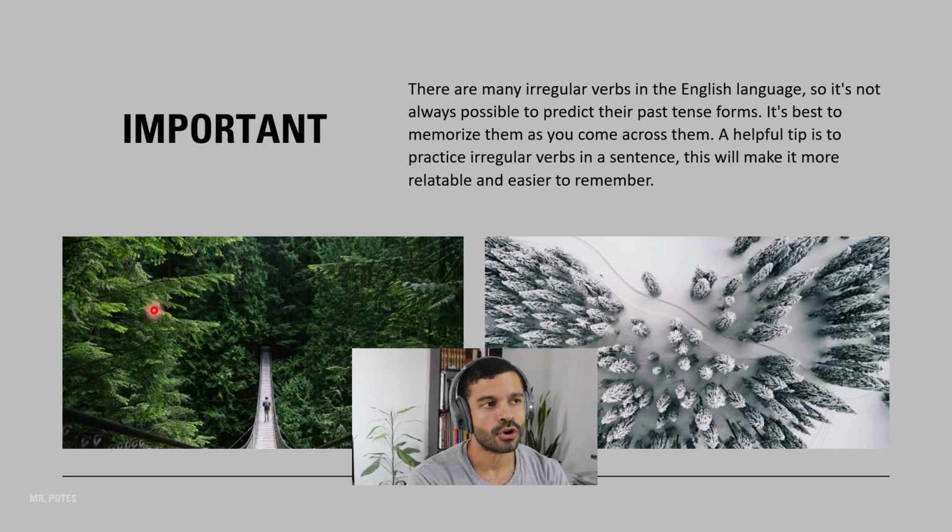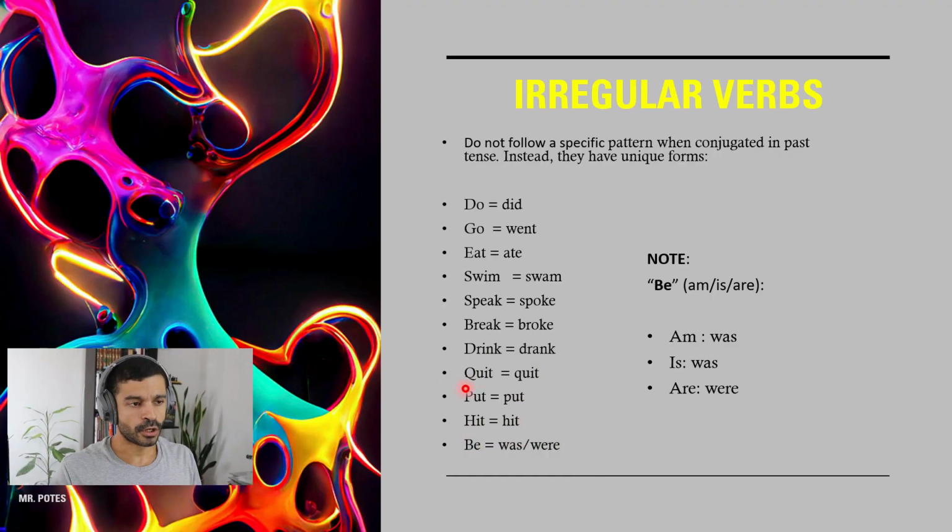Alright, so as I said before, there are many irregular verbs in English. Many. Even more than the ones that appear in the list that I'm leaving in the description of this video, okay? So it's not always possible to predict their past tense forms. There are some of them that share some kind of similar pattern. Some verbs even don't change. For example, quit in present is the same in past. Quit. Put in present is the same in past. Put. Hit, hit, and there are some others.